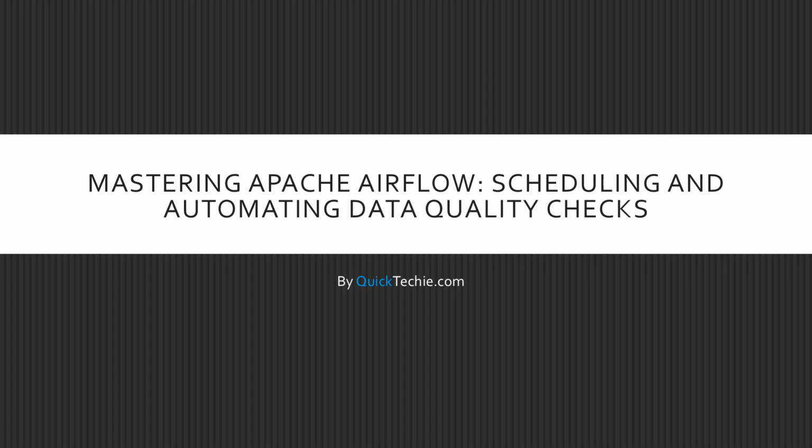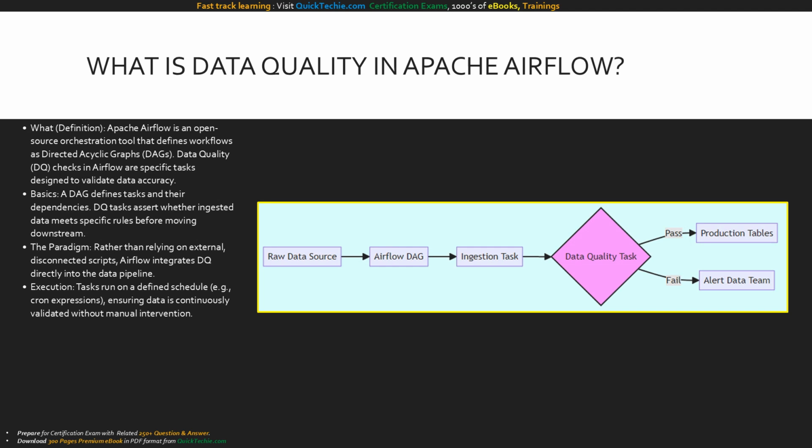Let's get started on mastering one of the most critical aspects of data pipelines, scheduling automated data quality checks using Apache Airflow. Welcome. Today we are diving into data quality, or DQ, within Apache Airflow. How do you know when you can trust your data or the predictions from your machine learning models? Data confidence starts with data quality checks running continuously.